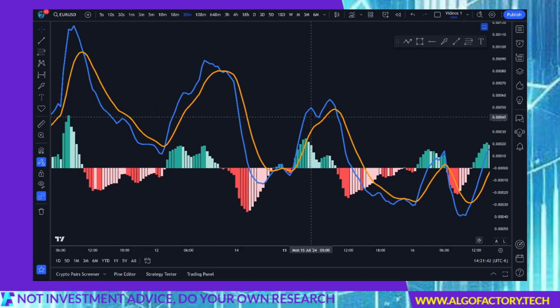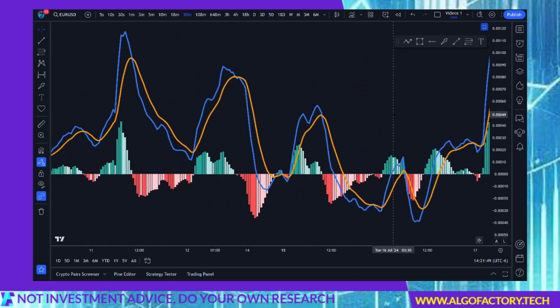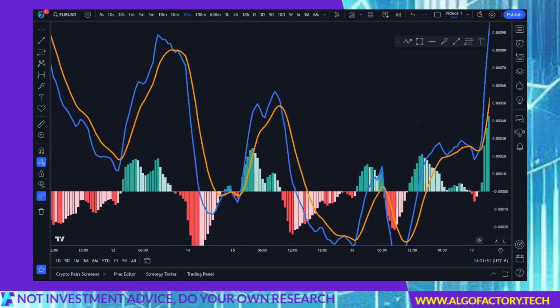And also, histograms can be used in a divergence. A really good example of a divergence, and this would be a bullish divergence.